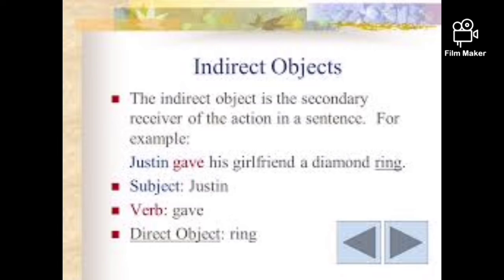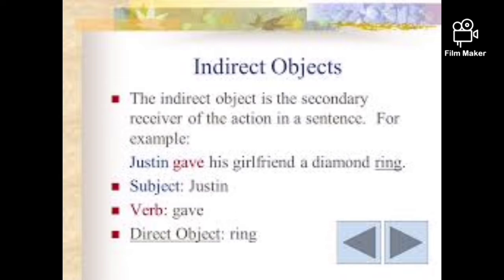So now let us learn the indirect object. An indirect object is the secondary receiver of the action in a sentence. Direct objects are the first receivers. These are the second receivers. For example, Justin gave his girlfriend a diamond ring. Who is the subject? Justin, because he is doing the work. What is the work? Giving. What did he give? A ring. If you get an answer for that, it is the direct object, ring. To whom did he give? His girlfriend. So his girlfriend becomes the indirect object.